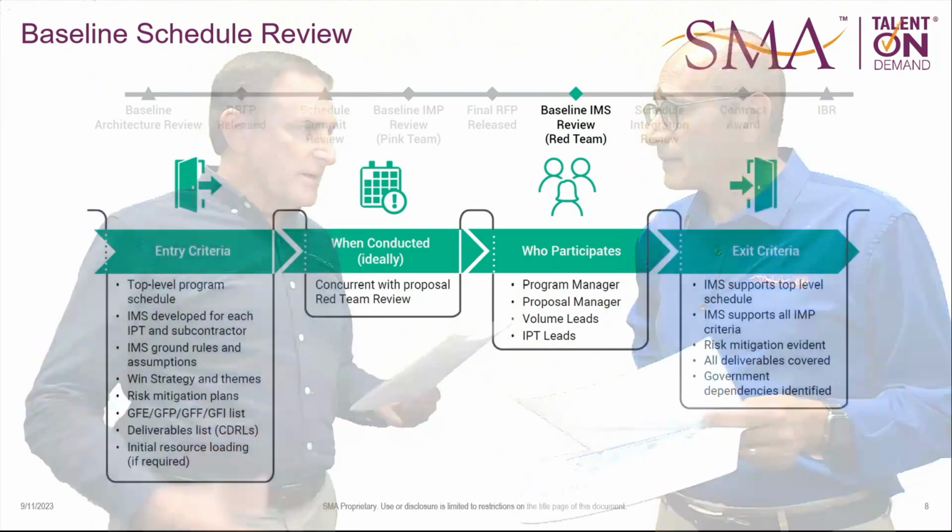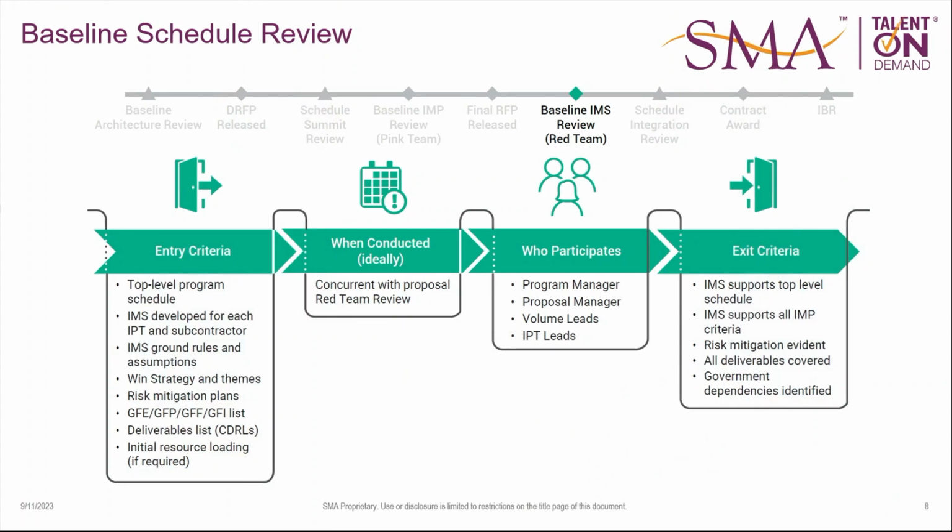There's quite a bit that comes out of this review. Your IMS top level supports the top level schedule. So, again, now you've got to worry about horizontal and vertical integration. So all these tasks roll up, and they roll up to that same milestone in the summary schedule, or they create the same time frame that the summary schedule summarizes. Your IMS supports all of the IMP criteria, and that's important as well. They're consistent, right? Got it. Risk mitigation evidence. And that's important.